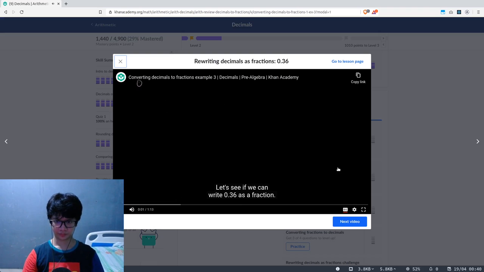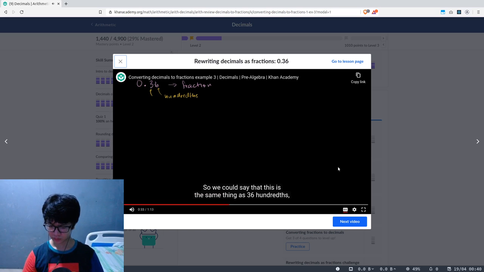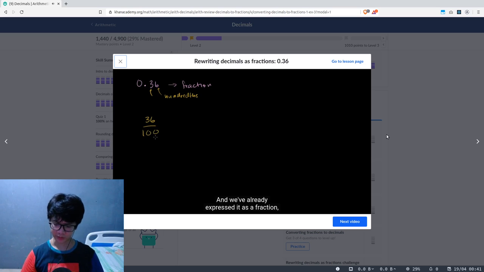Cool. Let's see if we can write 0.36 as a fraction. There are several ways of doing it. The way I like to do it is to say, well, 0.36, this is the same thing as 36 hundredths. Or one way to think about it is, this 6 is in the hundredths place. This 3 is in the tenths place, or you could view this as 30 hundredths. You could view this as 3 tenths or 30 hundredths. So we could say that this is the same thing as 36 hundredths, or this is equal to 36 over 100. We've already expressed it as a fraction, but now we can actually simplify it because both 36 and 100 share common factors.